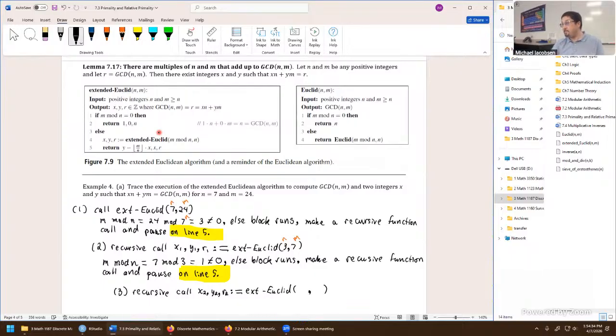We have to be really careful with the input when we do that, because once again, the input is going to be m mod n, but that's this m mod n from the previous recursive call. That mod came out as a 1, so a 1 will go here. And when it says n, it's referring to that same exact 3 value there. So we're calling extended Euclid on 1, 3 now. That's our next function call.